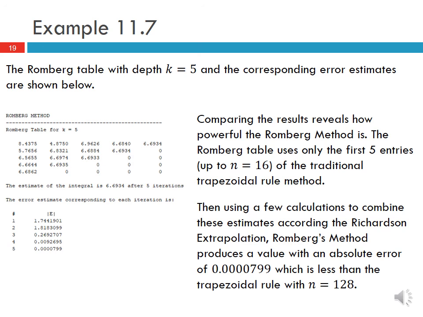And by doing this, Romberg's method produces a value with an absolute error of 0.0000799, which is less than the trapezoidal rule with n equal to 128. So using a lot fewer computations, we're able to get a much higher accuracy.